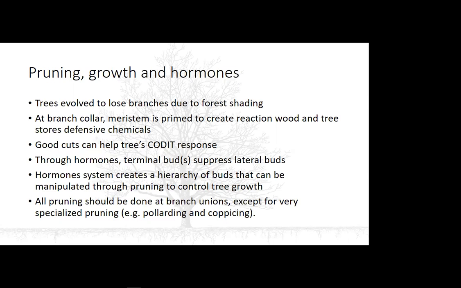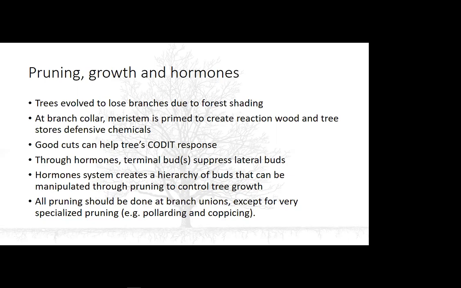The first thing to realize is that trees grow in the forest where their lower branches get shaded and they can die. So they had to evolve a mechanism to deal with losing those lower branches due to that forest shading. And the way they do this is there is a thing at the base of the branch. It's called the branch collar. And inside the trunk, which is what you can see on the outside, on the inside, there is the branch protection zone.